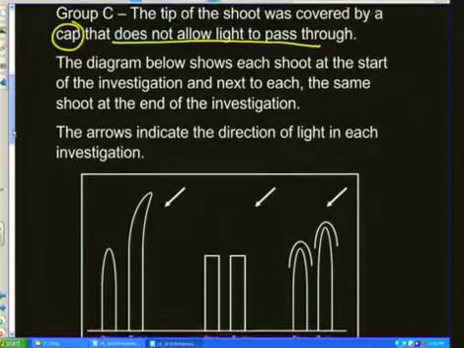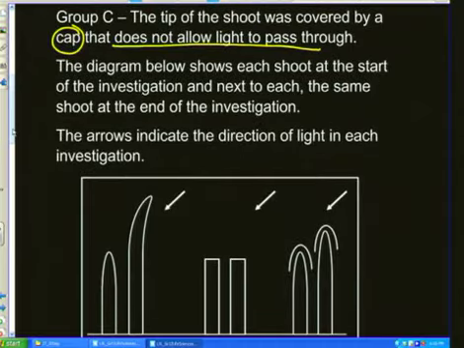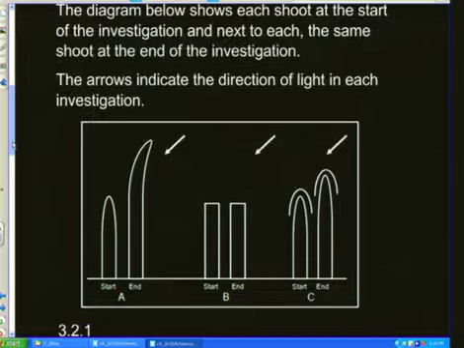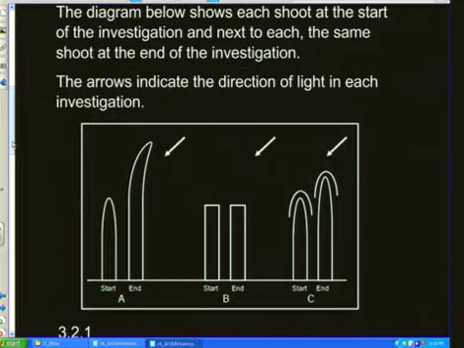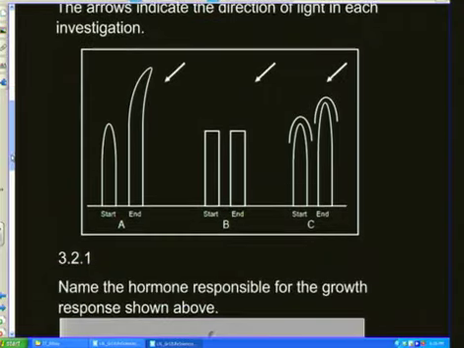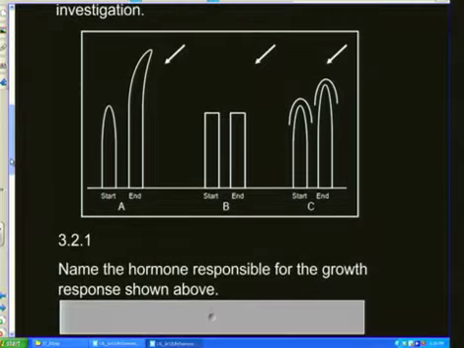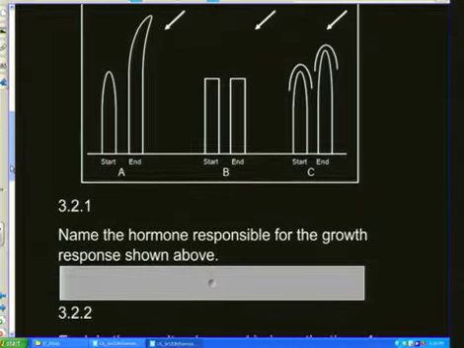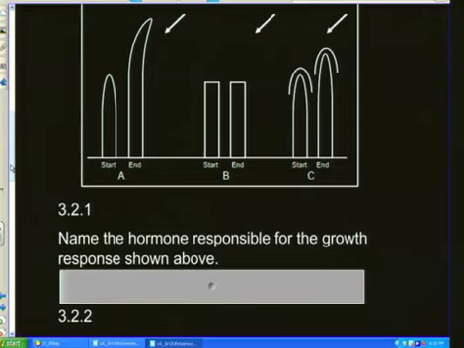The diagram below shows each shoot at the start of the investigation, and next to each the same shoot at the end of the investigation. The arrows indicate the direction of light in each case. So in A, the tip was intact. In B, the tip you can see was cut off. And in C, there was a cap put there that does not allow the sunlight to pass through. You got that? Okay.